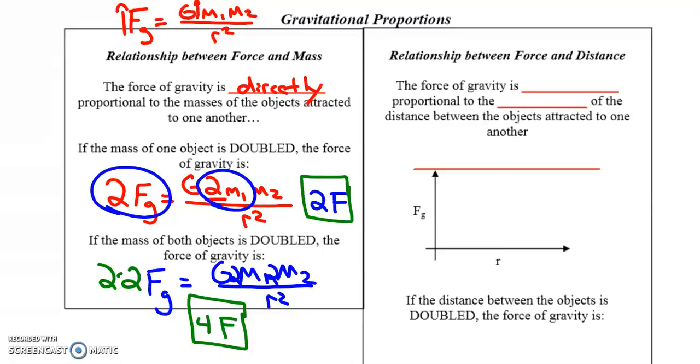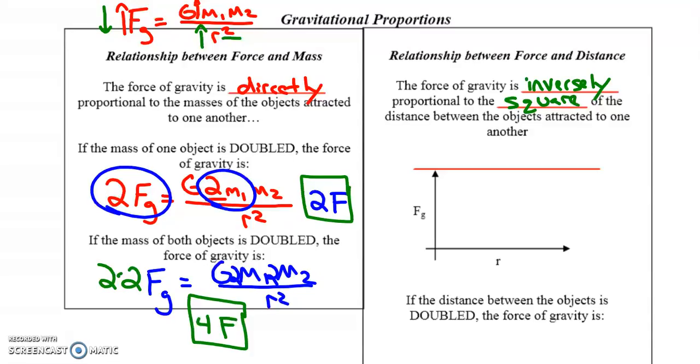Now, what you notice is that the r is in the denominator, so as r goes up and you divide by a bigger number, what you will see is that the force of gravity goes down. But it doesn't go down by the same factor since r is squared, which we'll talk about in a moment. The force of gravity is inversely proportional to the square of the distance between the objects.